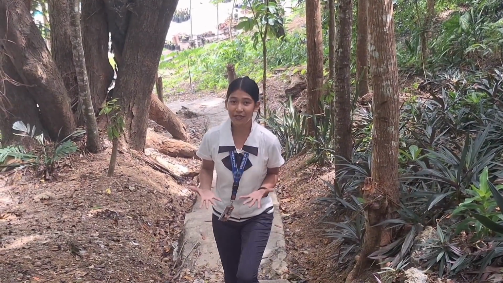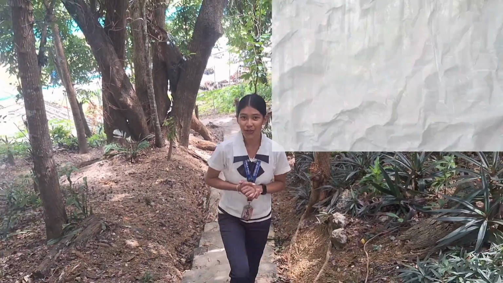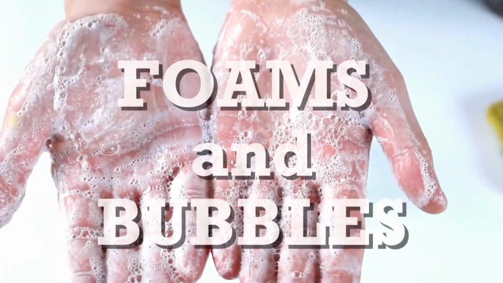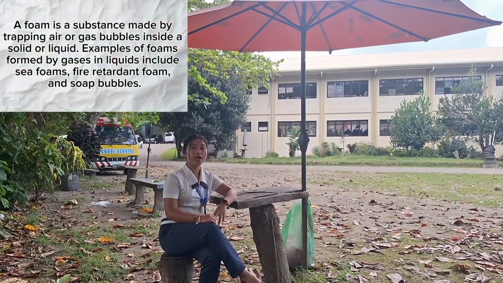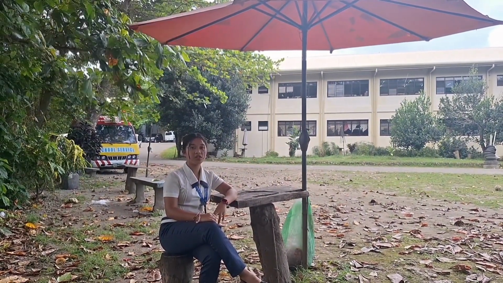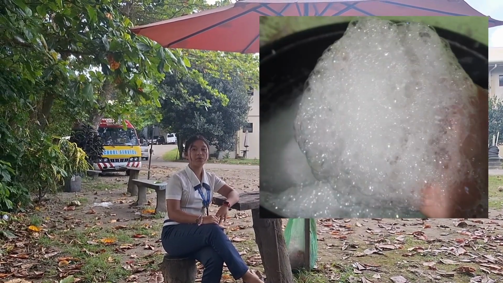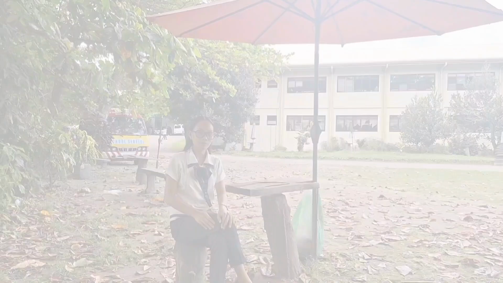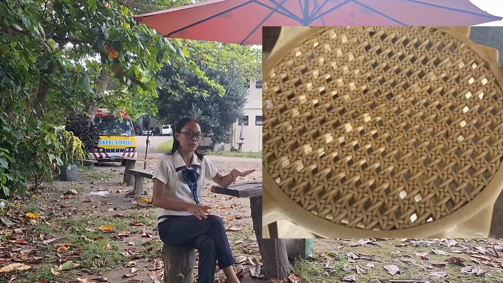Waves. Waves transfer energy from one location to another. So this is an example of waves. A foam or bubble is a substance made by trapping air or gas bubbles inside a solid or liquid. Examples of foams formed by gases in liquid include sea foam and soap bubbles. Tessellation. As you can see in the photos, it uses shapes to cover the surface with no gaps or overlaps.